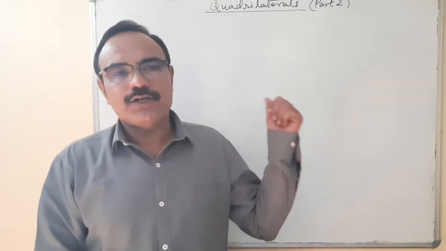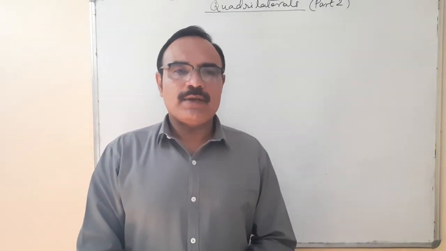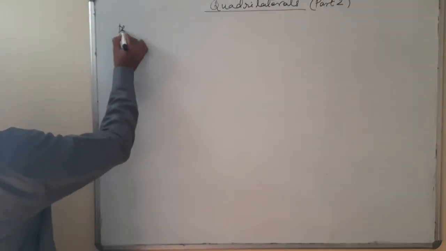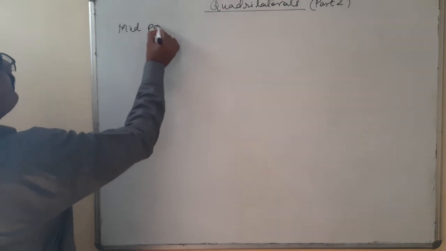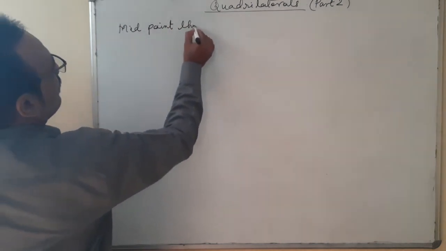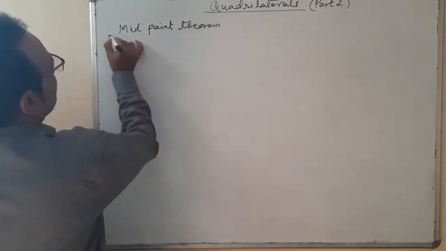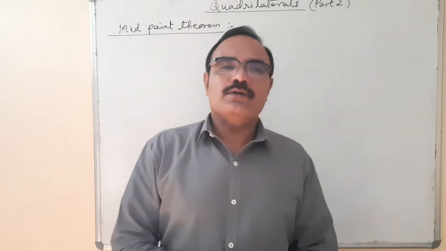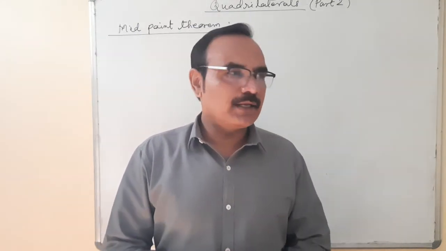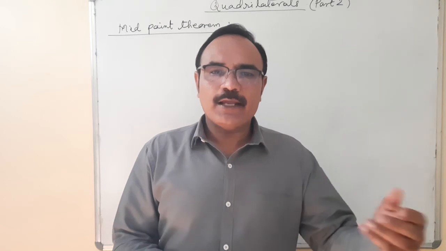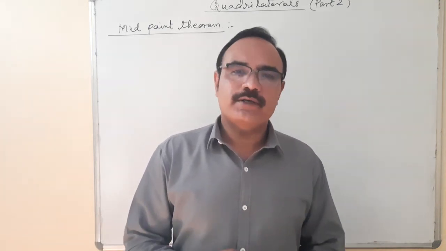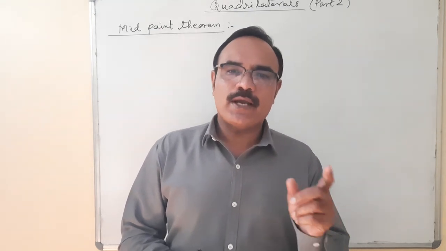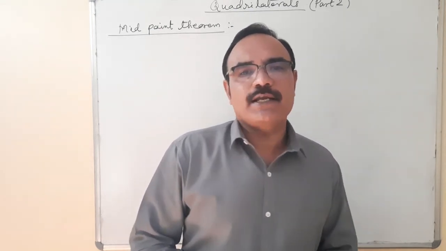Hello. In continuation of this chapter quadrilaterals, I will explain you midpoint theorem. What is it? Midpoint theorem is a line drawn joining the midpoints of any two sides of a triangle is parallel to the third side and equal to half of it. So what is the midpoint theorem? It says a line joining the midpoints of any two sides of a triangle.